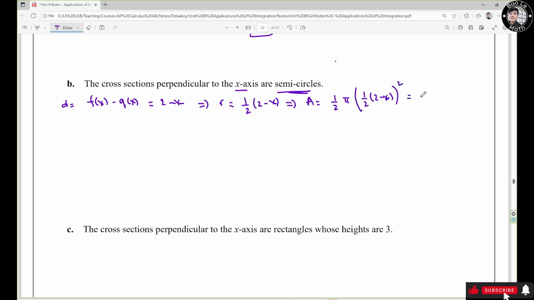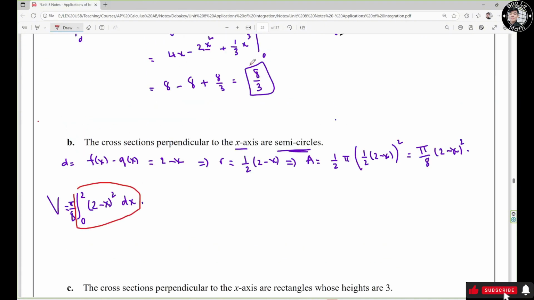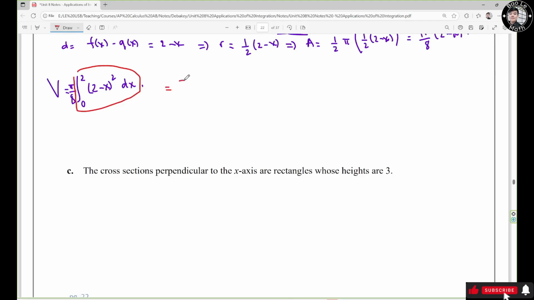Now I'm going to simplify this one. It's going to be 1 over 8. So it will be pi over 8 times 2 minus s altogether squared, right? Now the volume should be the integral from 0 to 2 of this one right here, right? So I put pi over 8 in the front, right? Times 2 minus s altogether squared ds, right? This guy right here is 8 over 3, we calculated above, right? So it could be pi over 8 times 8 over 3, right? Now 8 and 8 cancel out, the answer should be pi over 3, right?